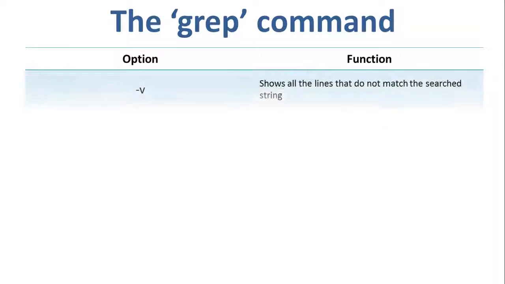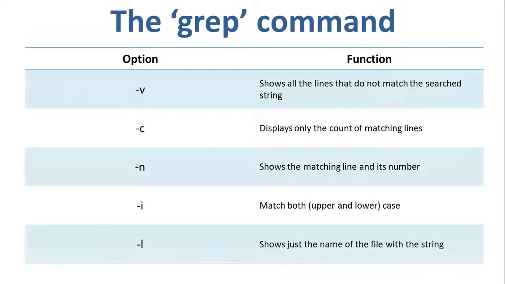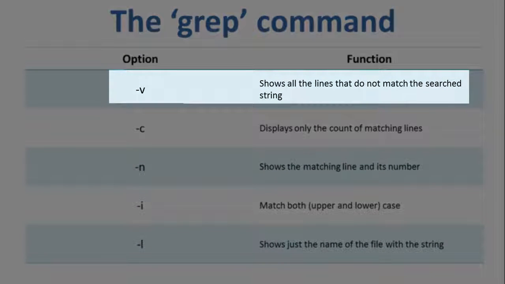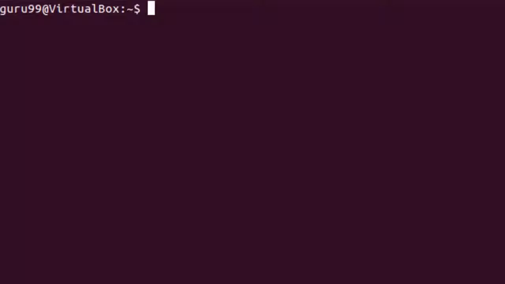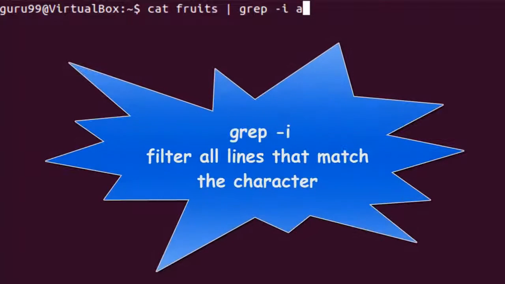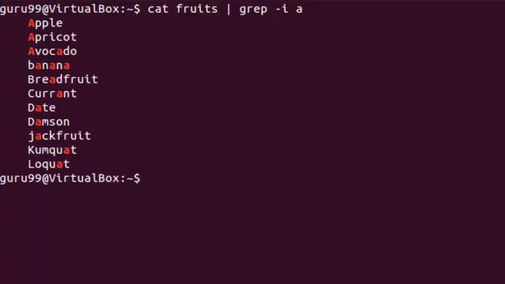You can use the following options with the grep command. So if you want to display the lines that do not match the searched string, you can use the option -v with the grep command. Let us try some of them on terminal. Here we will try the option -i with the grep command. The -i option filters the string, which is a, from all the lines in the file. This is why we would get this result.